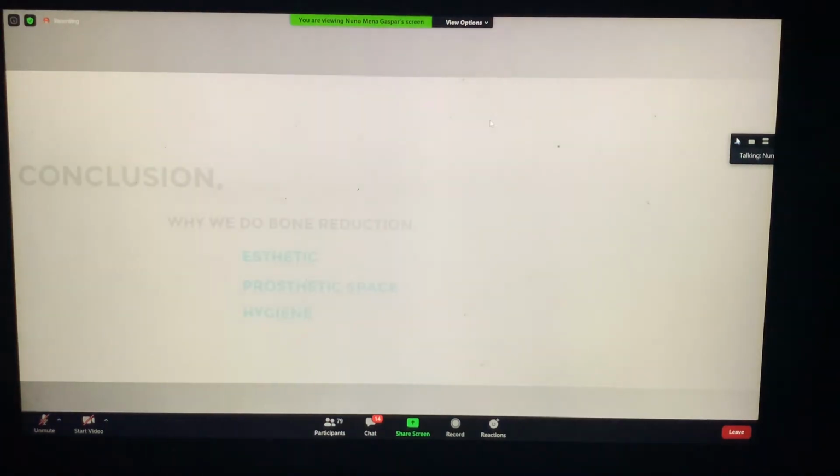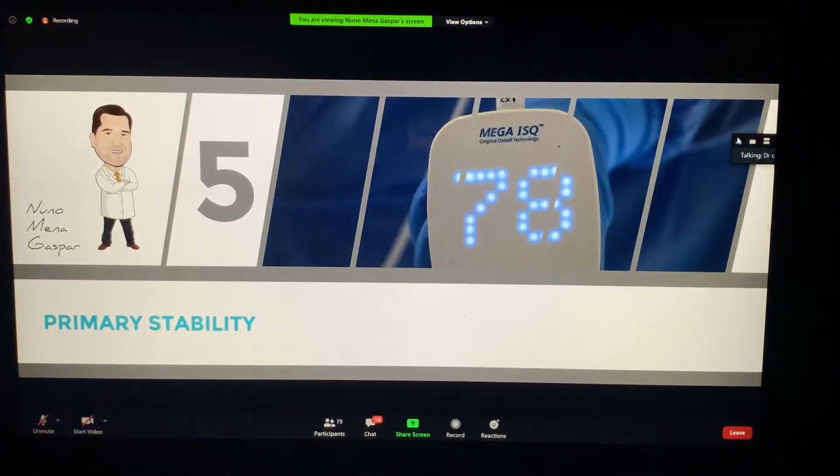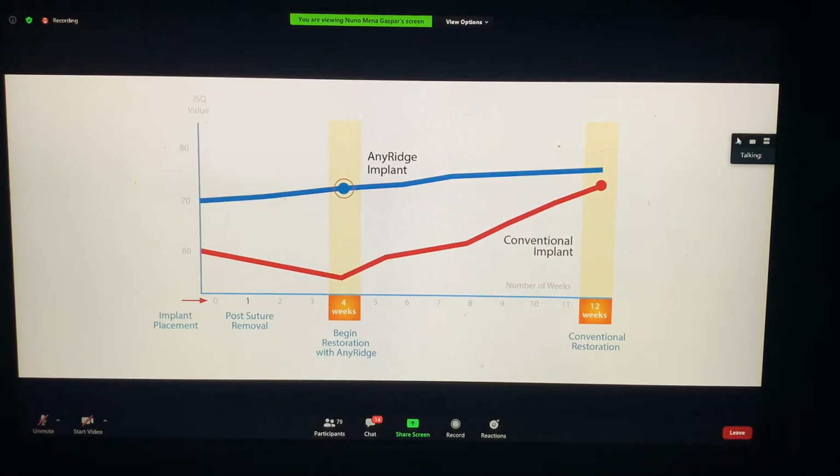Let's talk about primary stability. You cannot do immediate loading without primary stability. And how do we assess this? With any Ridge implants, we can start our final restoration at 4 weeks.